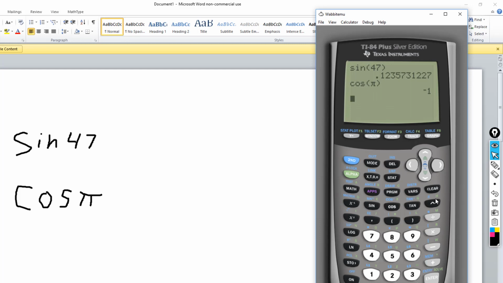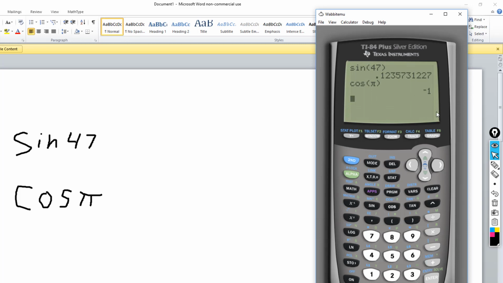Okay, so here you have to be careful what the mode is set to. If I look, the mode is set to radian. So when you're computing the function value of some angle, if you have the mode set to radians and you don't put any notation on that angle, then it interprets it as 47 radians and pi radians. Okay, so the cosine of pi radians, or 180 degrees, is -1.